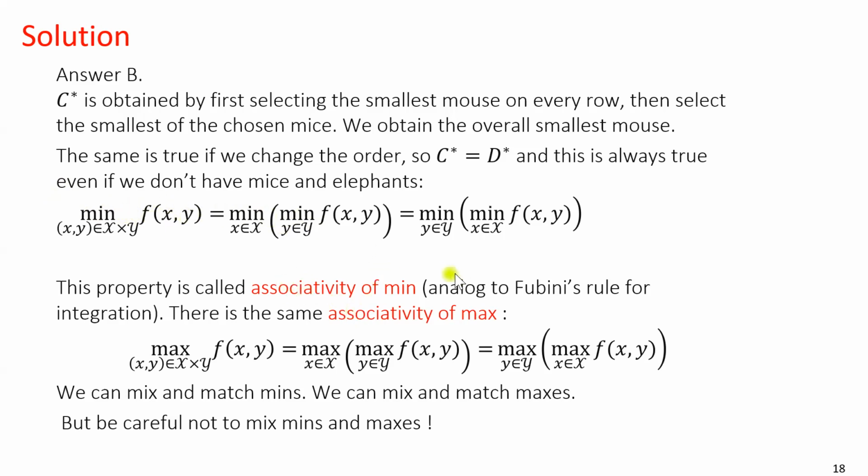And if I have an integral, we know also that a double integral, you can integrate with respect to one variable or the other. Of course, you need to make sure that the constraints are satisfied, but here I was assuming the constraints on x and y are independent. So this is called the associativity of min. It works also for max, of course. So the good news is we can mix and match mins, and the same for maxes.